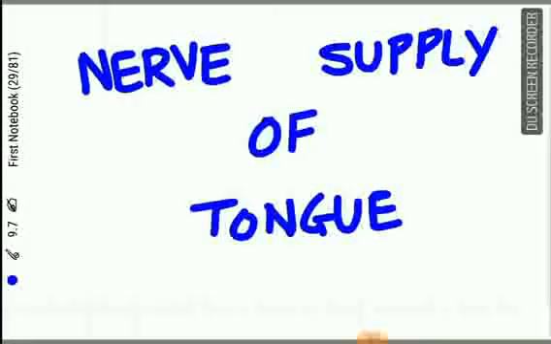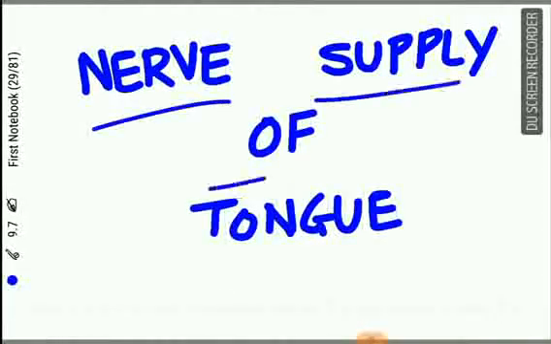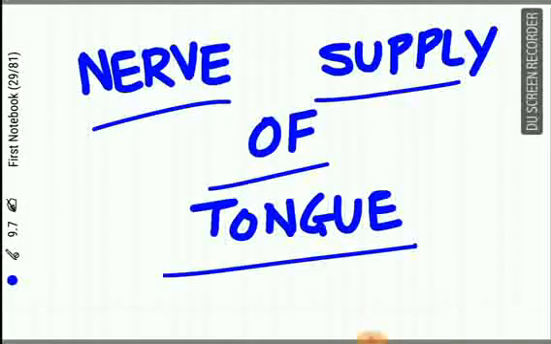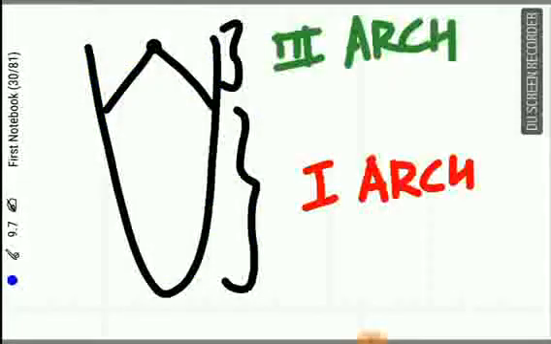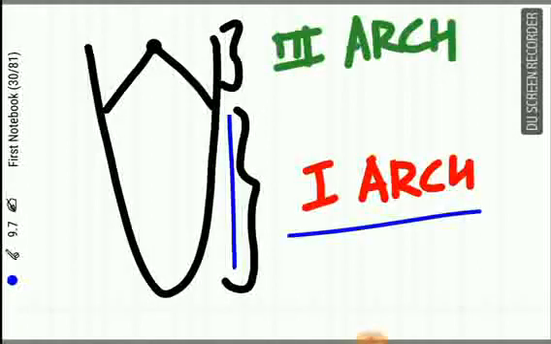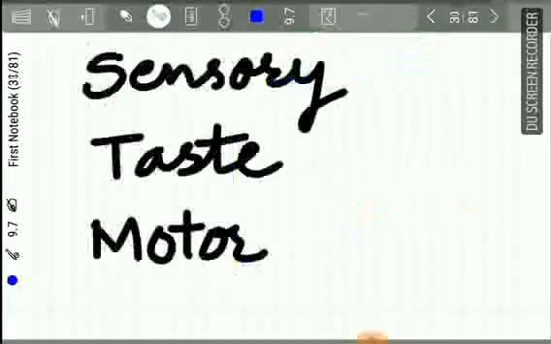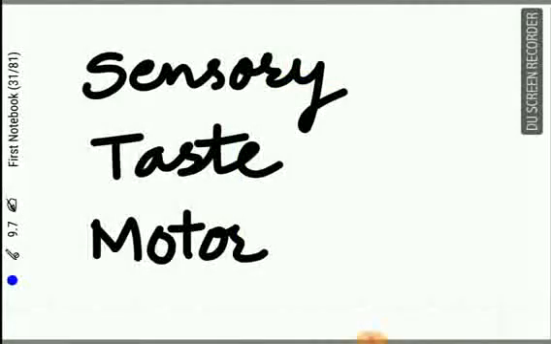Now, we will also study the nerve supply of tongue, which is a very, very important topic. It does not leave you from first year to PG entrance NEET. It is asked in anatomy, in Viva, MCQs. So, first, let us study the development of tongue. The anterior two-thirds part of the tongue is developed from the first pharyngeal arch. The posterior one-third is formed from the third pharyngeal arch.